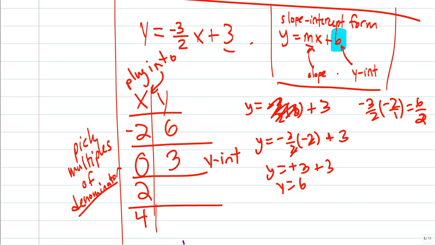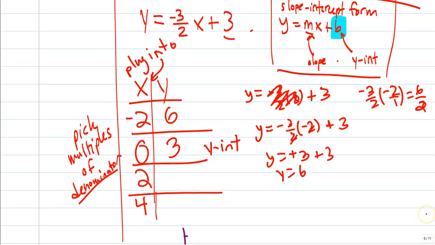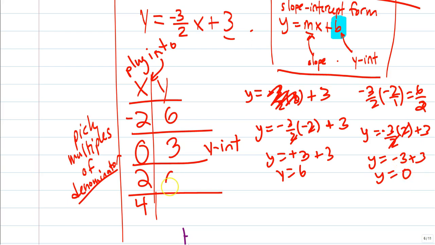It is much easier when I'm choosing stuff that clear out those fractions. So that's why I say choose multiples of the denominator. We said, let's do a +2. So -3/2 times +2 plus 3. The 2's will cancel. Y equals -3 plus 3. Y is equal to 0. Well, that was lucky. We ended up finding the x-intercept, but that's not always going to be the case. But that happened this time.